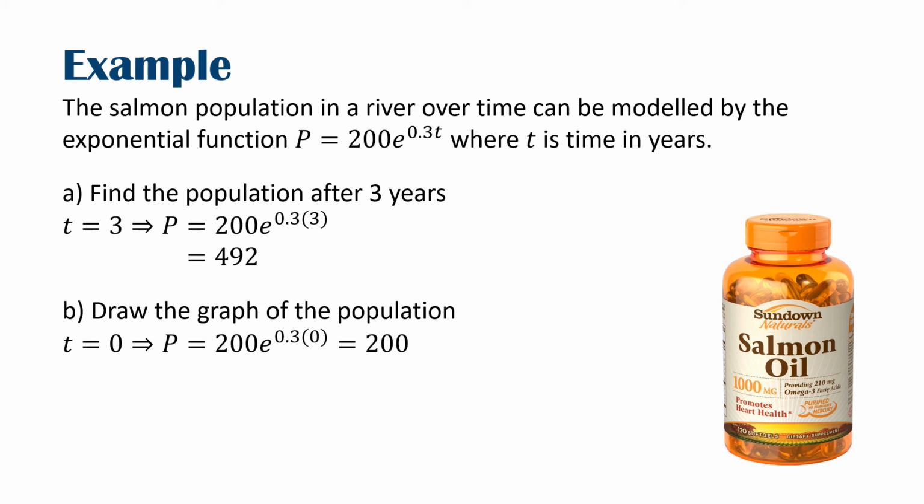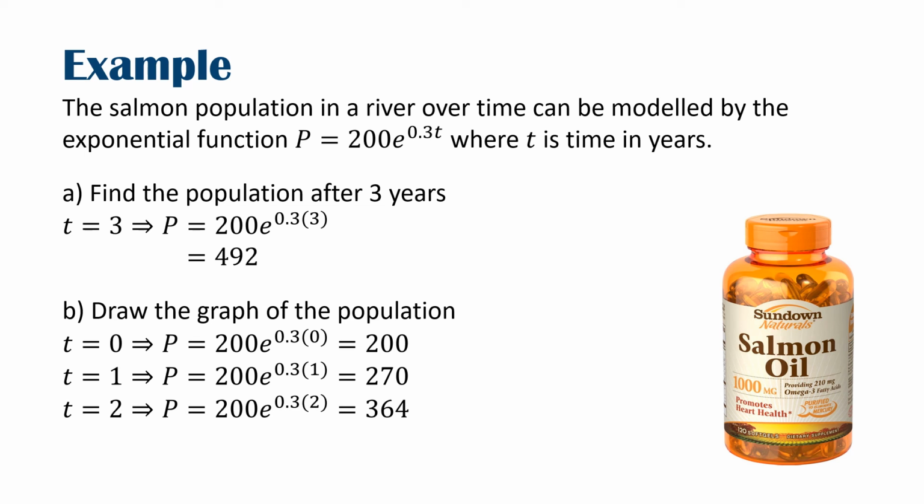Next thing we're going to do is say, well, what's it going to be when time is 1? We substitute 1 in, and we get that our population is going to be 270. So after 1 year, we've got 270 salmon living in this river. Substitute in 2, and we're going to have, after 2 years, our population is 364. And from part A, we already know when t is 3, we've got 492. So there are 4 points that we can plot on a set of axes.